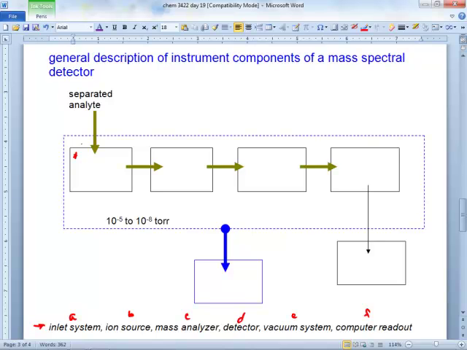Inside this dashed line is what pressure? Essentially no pressure. Why is the pressure so low?